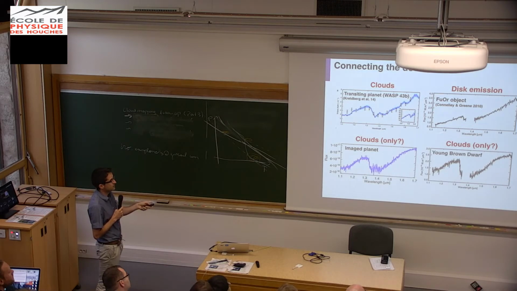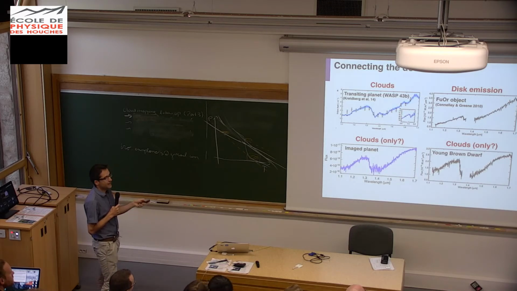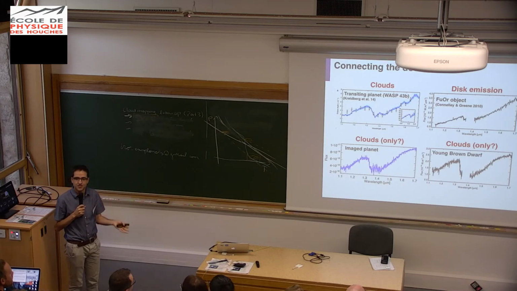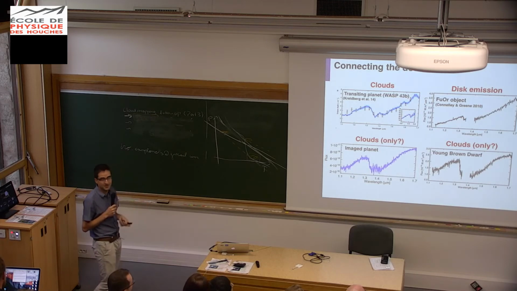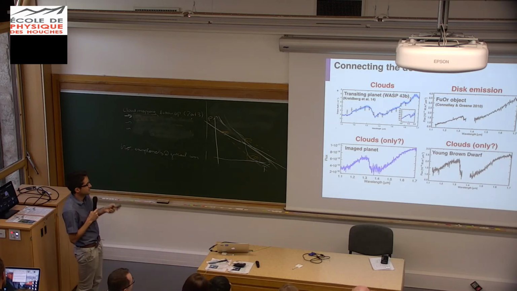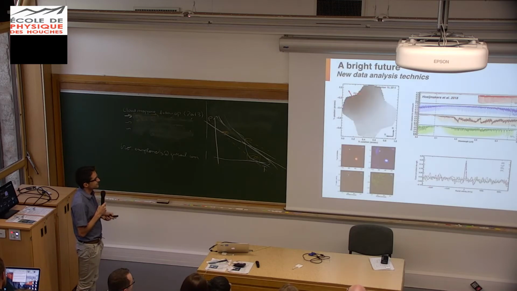You see a red slope. So the question here is, for the directly imaged planets, if they are surrounded by a disk of this material, can we distinguish the disk emission from the emission of the atmosphere of the planet? That's a real question I think that the community should address in the coming years.